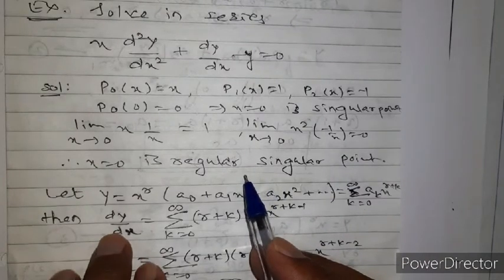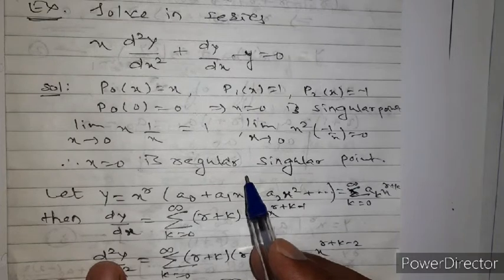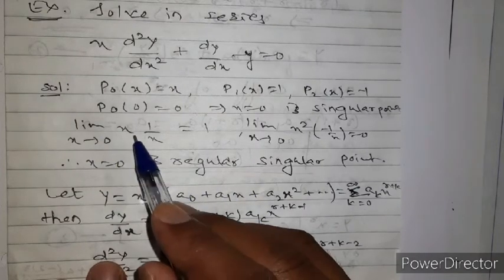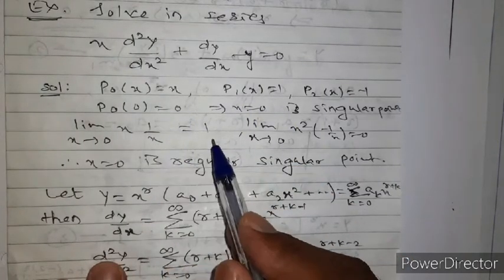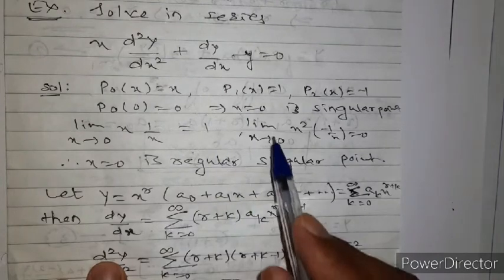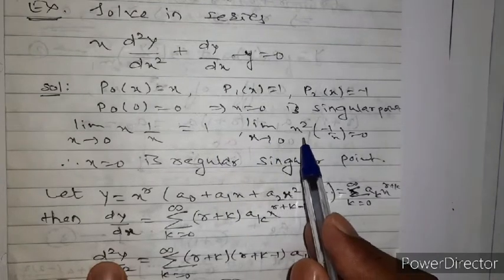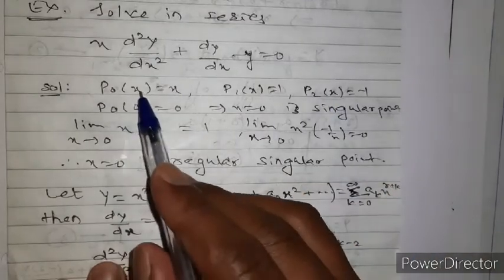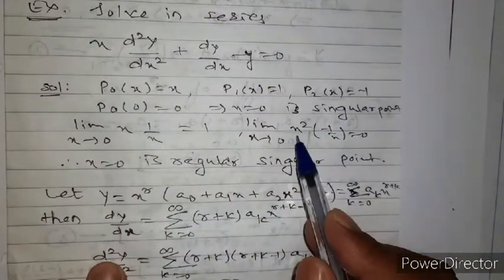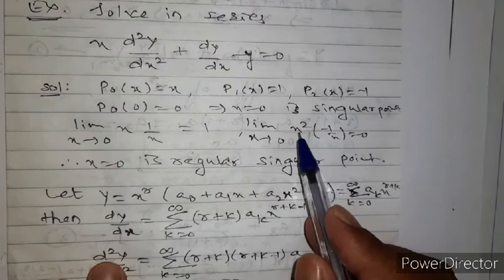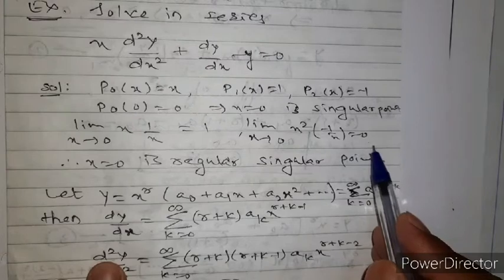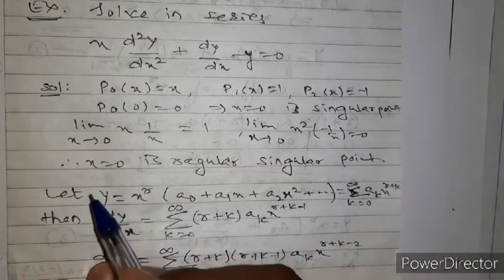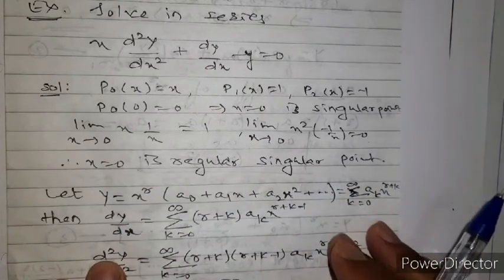For that, how do we check it? Taking the limit x tends to 0, x P1 of x upon P0 of x. So here, limit x tends to 0, x into P1 of x is 1, upon P0 of x is x. So the answer is 1, so it is finite. Second one is limit x tends to 0, x square P2 of x upon P0 of x. So it is minus 1 upon x, into x square multiplied to it. One x gets cancelled, and if I put x equal to 0, I get 0. So this is also a finite quantity. So I get x equal to 0 is a regular singular point.